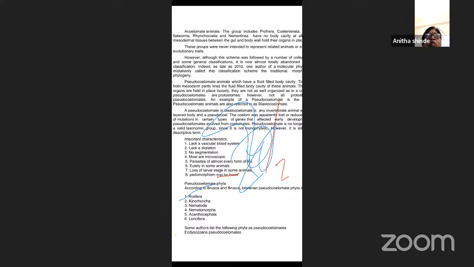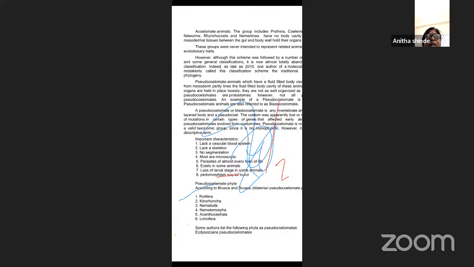Now, a pseudocoelomate or blastocoelomate is any invertebrate animal with a three-level body and a pseudocoel. So that is why pseudocoelomates occur only in the annelids. Now, the first one is the acoelomates, which include porifera, cnidaria, ctenophora, flatworms, rhynchocoela, and nematoda. Whereas pseudocoelomates include only the annelids, that is, the earthworms and so on.